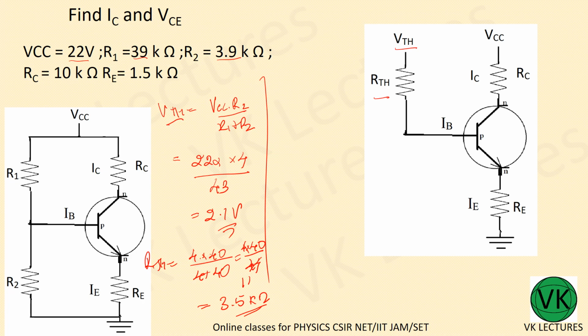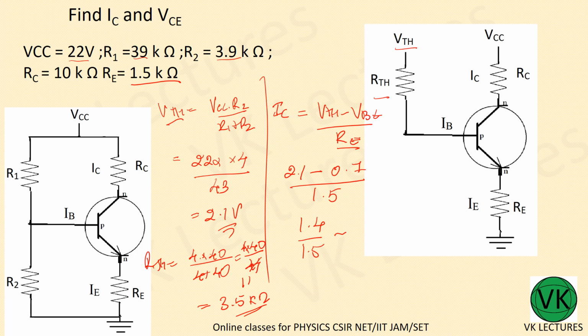Now once we got VTH and RTH, we can find IC directly. IC is equal to VTH minus VBE divided by RE. RE is given to be 1.5 kilo. So VTH is 2.1 minus VBE 0.7, divided by RE 1.5. Right? So 1.4 divided by 1.5, which means almost around 0.9 milliampere.